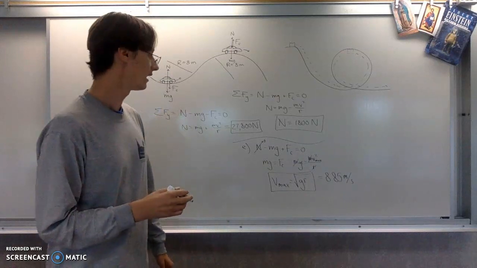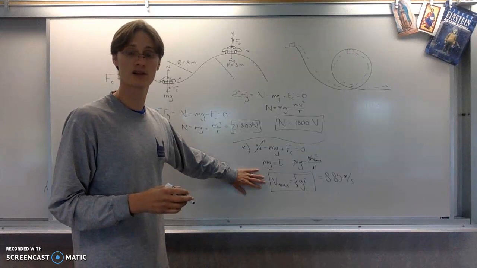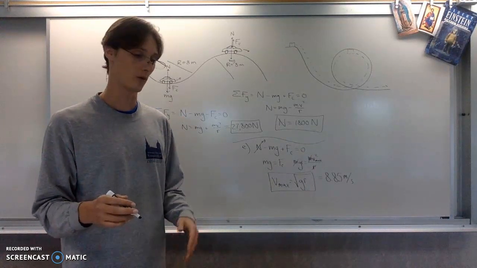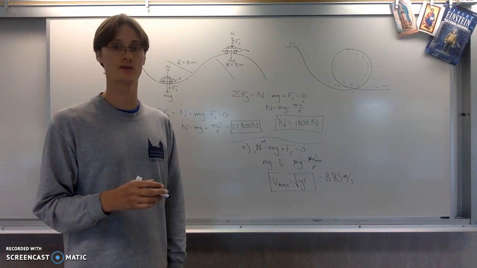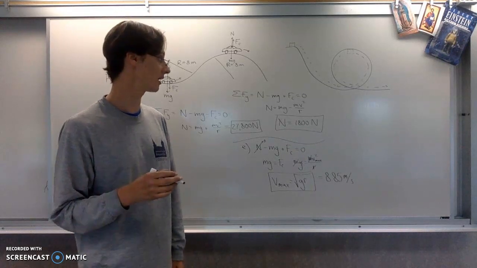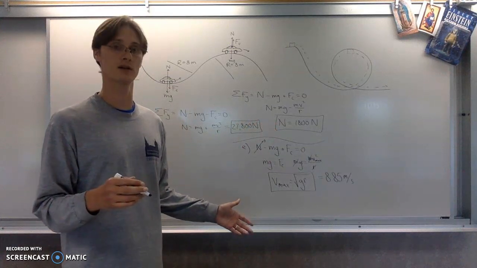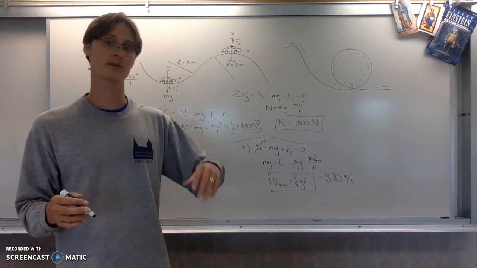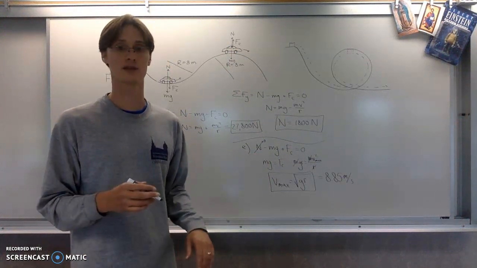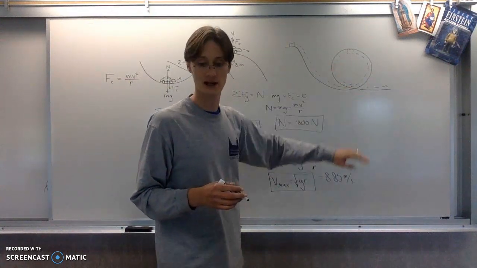So this formula of root gr is going to come up a lot whenever we ask about either minimum speed or maximum speed when something is moving in a circle. And usually the assumption that you make in those kinds of problems is that the normal force is going to be 0, or if it's a question with something, say, spinning on a string, that the tension force is equal to 0.